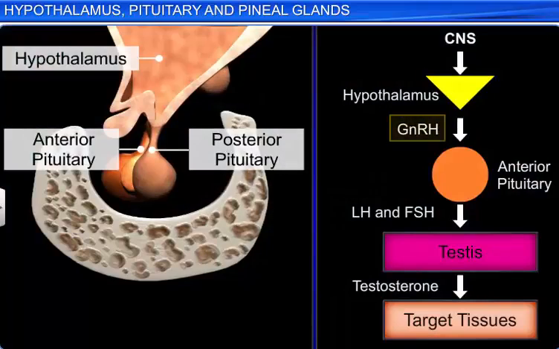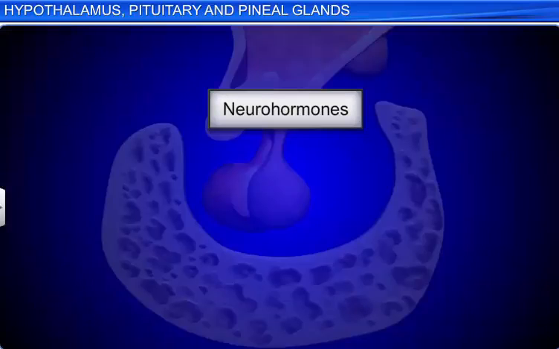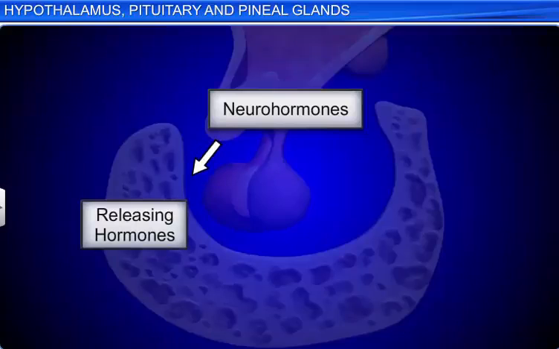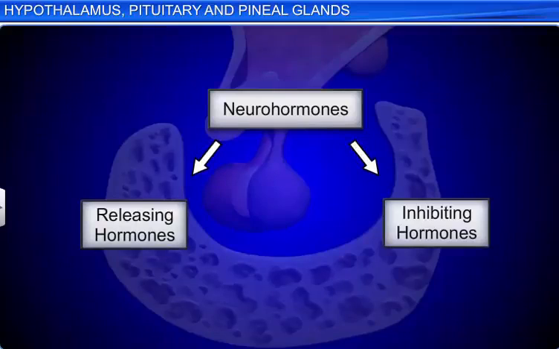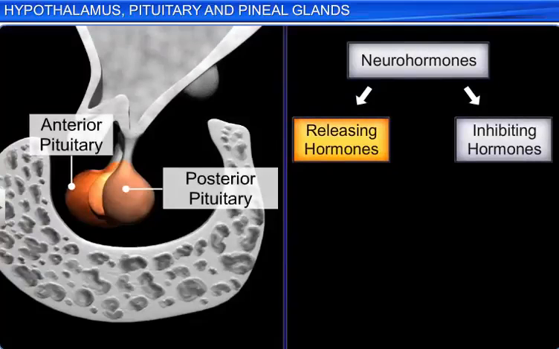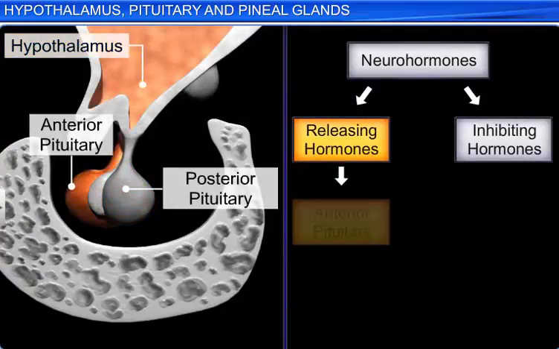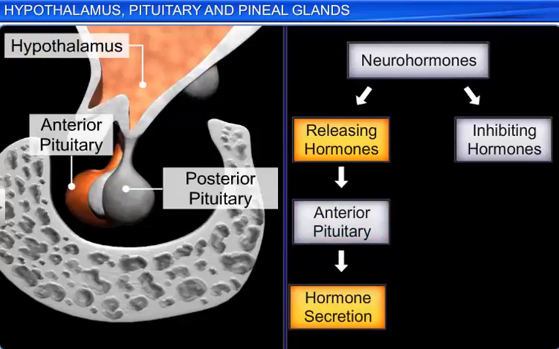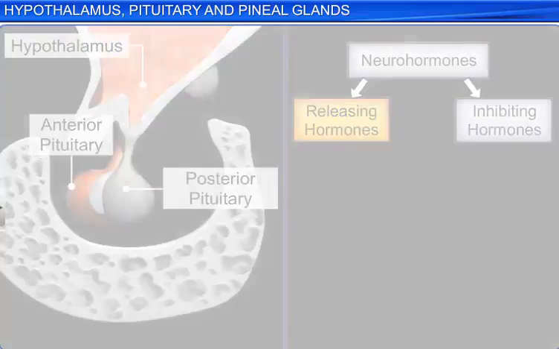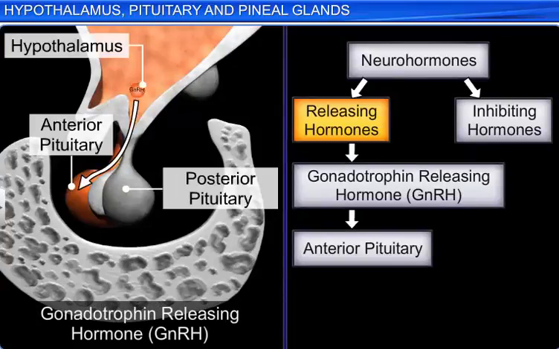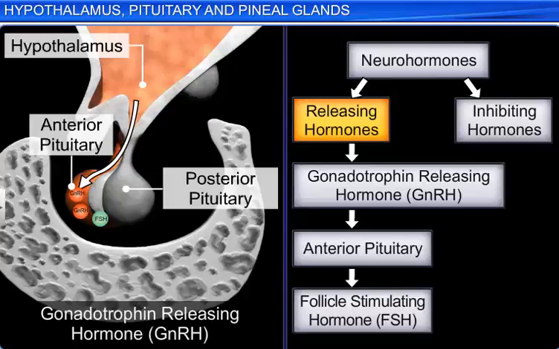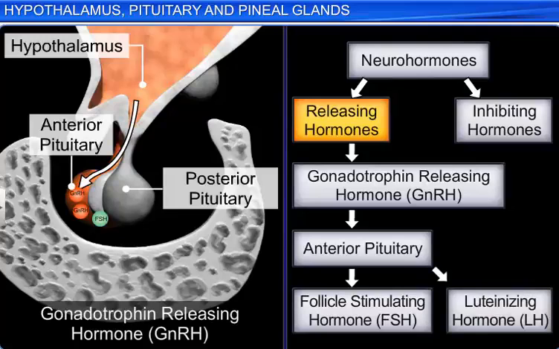Neurohormones regulate the synthesis and secretion of pituitary hormones. They are of two types: releasing hormones and inhibiting hormones. The releasing hormones of the hypothalamus stimulate the anterior pituitary to secrete its hormones. For example, gonadotrophin-releasing hormone stimulates the release of follicle-stimulating hormone, or FSH, and luteinizing hormone, or LH, from the pituitary.